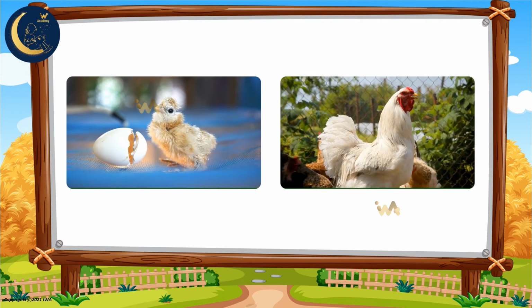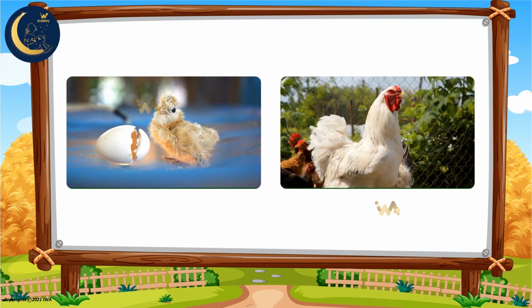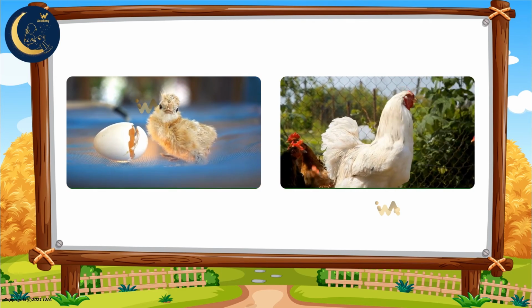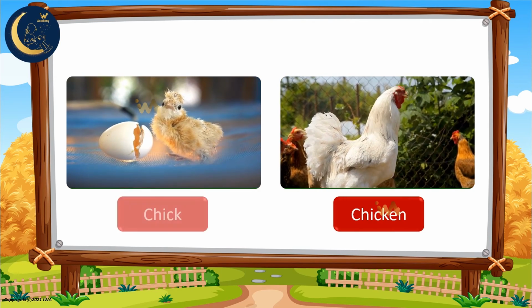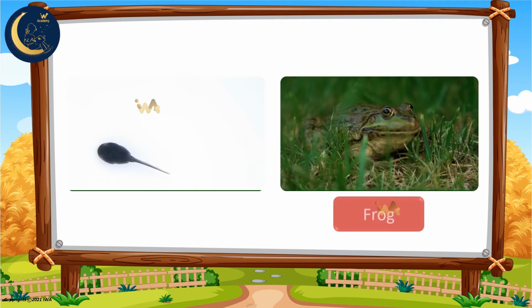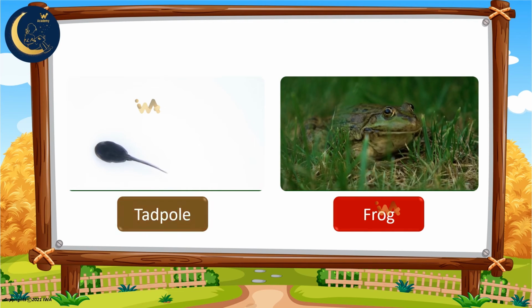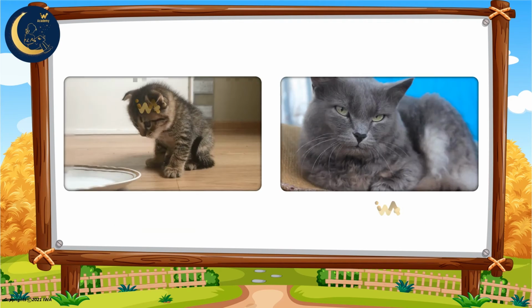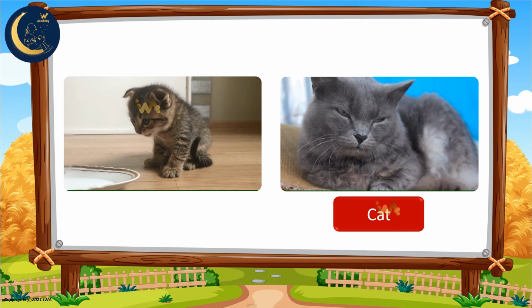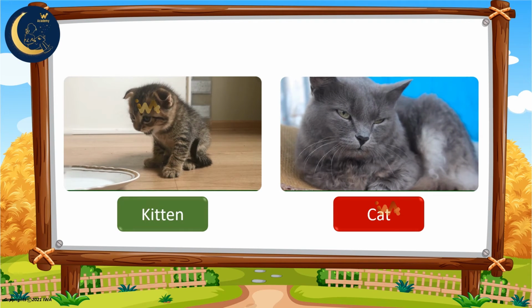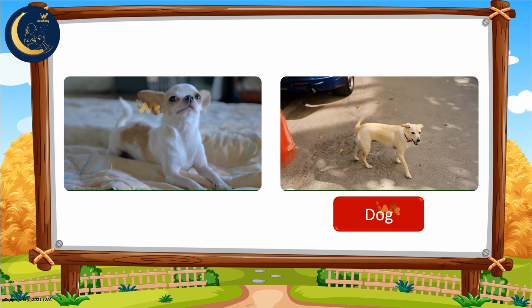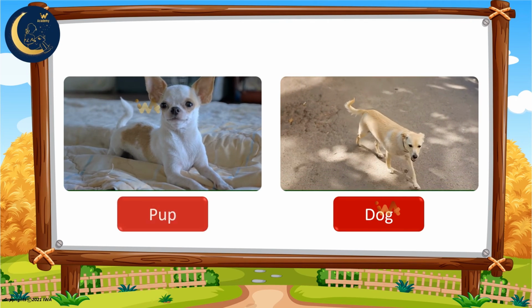And we also notice that the offspring of living organisms have special names. The chicken's offspring is called a chick, but the frog's offspring is called a tadpole. And the offspring of the cat is called a kitten. And the dog's offspring, my friend, is called a pup.